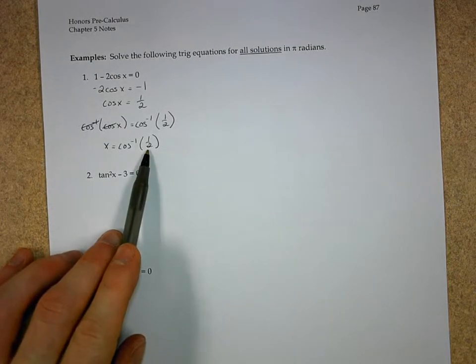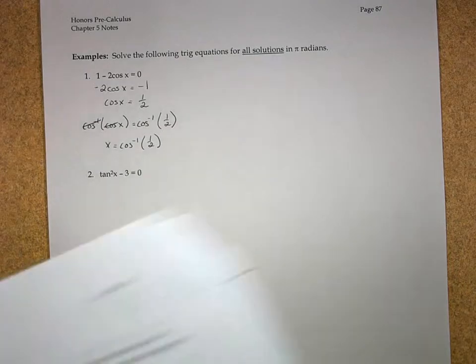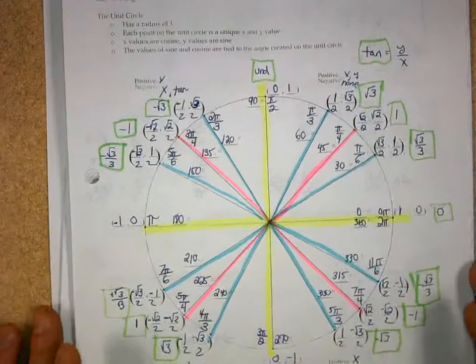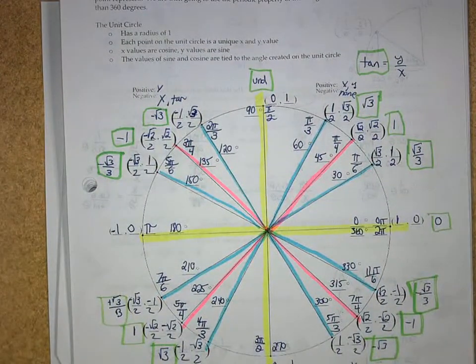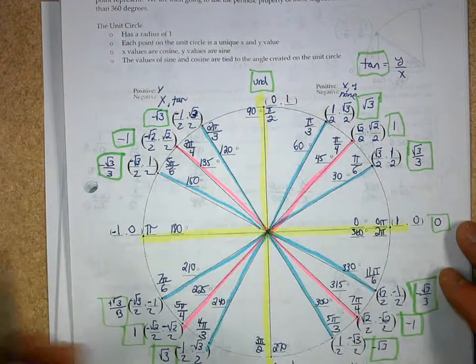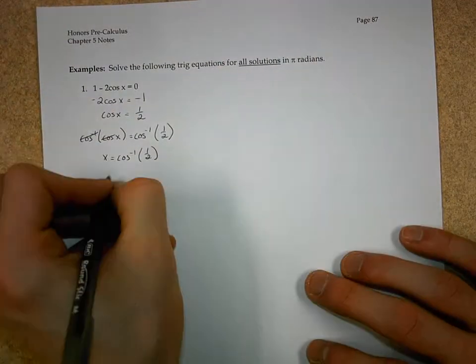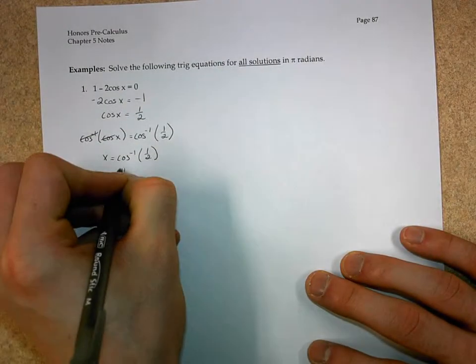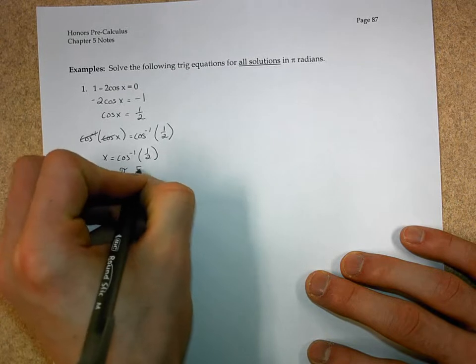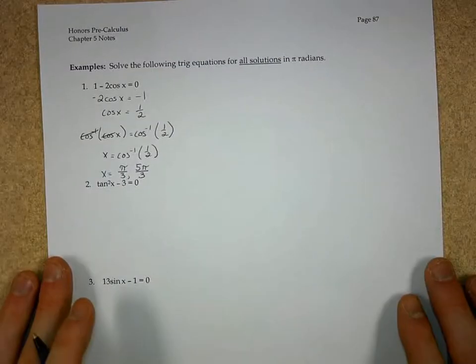And 1/2 is on the unit circle, so I don't need to use the calculator for this one. I can pull out my unit circle. And the cosine are the x values, so my x values that have a value of 1/2 are right here, the pi over 3, and right down here, the 5 pi over 3. So the two x values that I'm going to have are pi over 3 and 5 pi over 3.